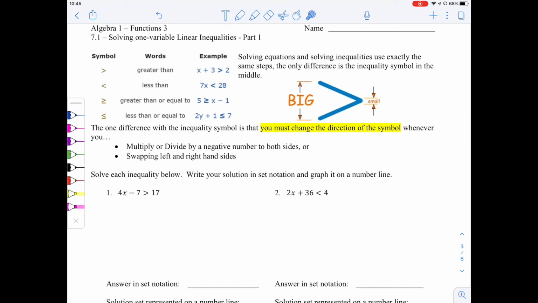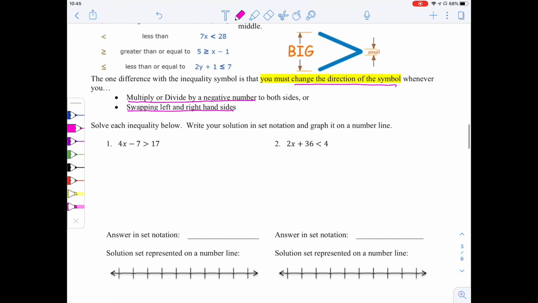Okay, so again, inequalities. We have greater, big side, small side. Always read left to right. So greater than, less than, greater or equal to with the line underneath, and less than or equal to with the line underneath. And remember, when we're solving, you must change the direction of the symbol whenever you multiply or divide by a negative number. That's important. And also when swapping left and right hand sides, whenever you flip it, you have to also flip your inequality sign.